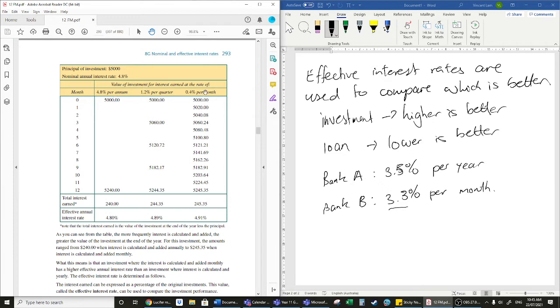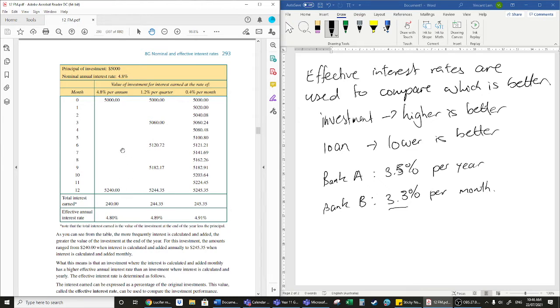But they've got three different types of interest here. Now they've got the 4.8% per year, per annum. It's per year. So all you have to do is 4.8% of the 5,000, and you end up having $5,240 at the end of the year. So that 4.8% is charged once. Okay, so it goes from 5,000 all the way to $5,240.